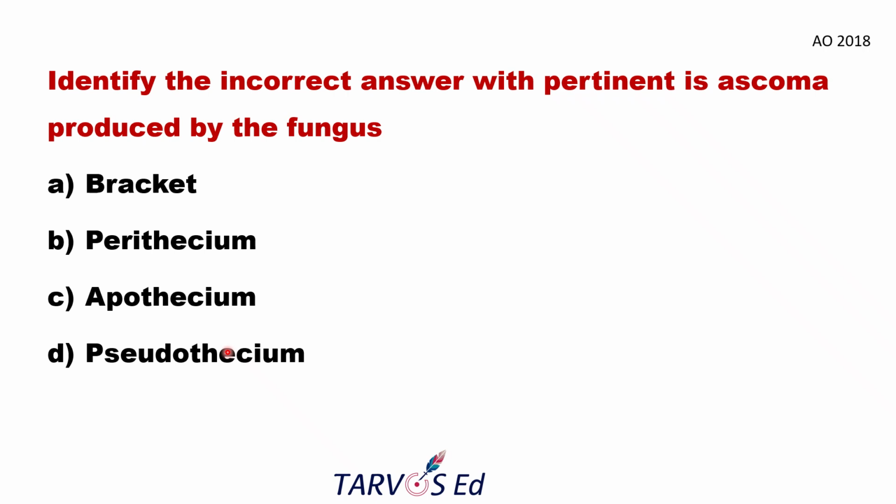Especially the sexual fruiting body produced by the Ascomycota. But here they asked for the incorrect answer. So the answer will be option A, bracket, because bracket is more related to the Basidiomycota. The sexual fruiting body produced by the Basidiomycota is also called a bracket.